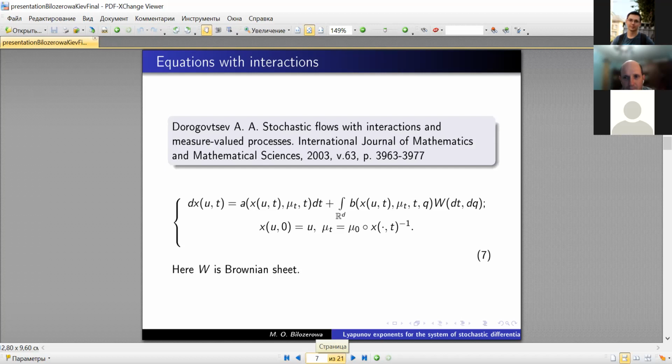My point was to use these Lyapunov methods and Lyapunov exponents to consider the asymptotic behavior of stochastic differential equations with interaction. Let us consider the general form of such an equation. Here our stochastic equation depends on the other points that are in our stochastic flow.